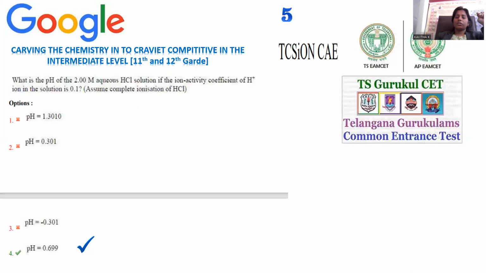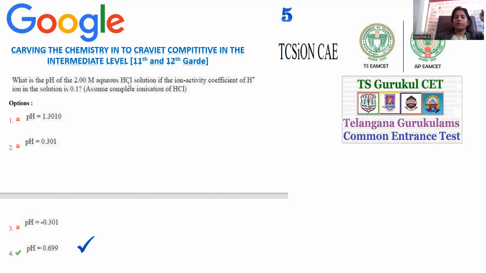question number 5. Question number 5 is collected from the Telangana Gurukulam Common Entrance Examination for degree college lecturer. What is the pH of 2 molar aqueous hydrochloric acid solution if the ion activity coefficient of H plus ion in the solution is 0.1? Assume complete ionization of HCl. Hydrochloric acid is a strong electrolyte, that's why it is completely ionized. We are taking 2 molar aqueous hydrochloric acid solution.